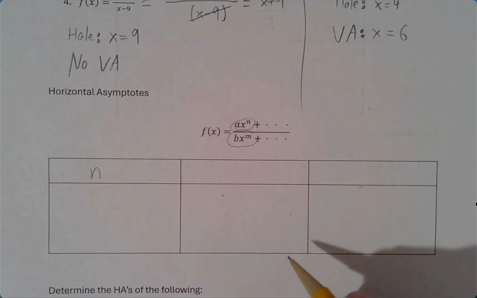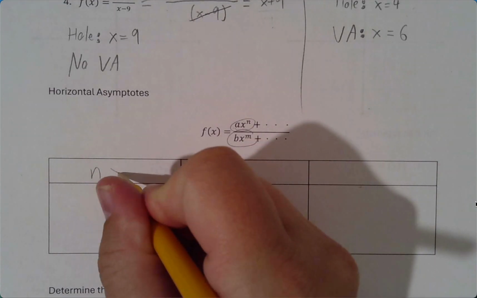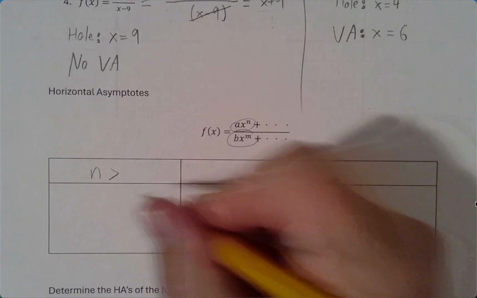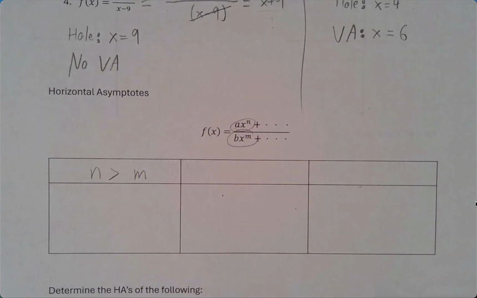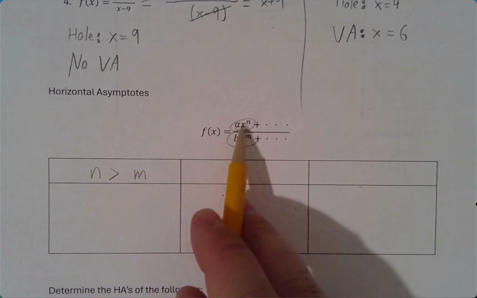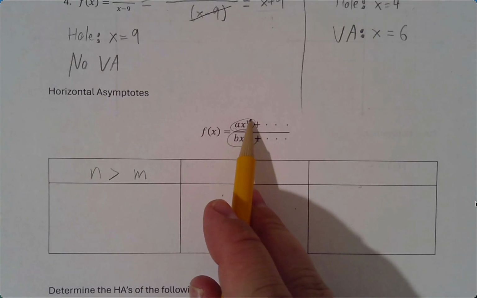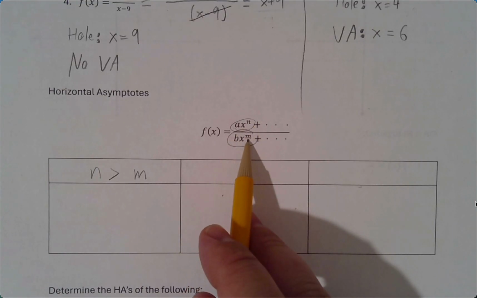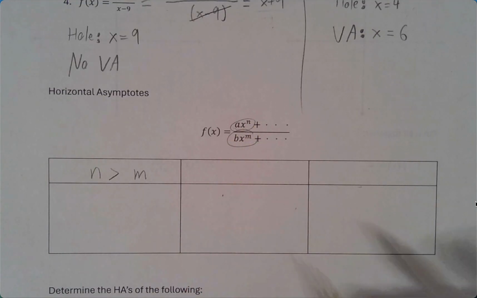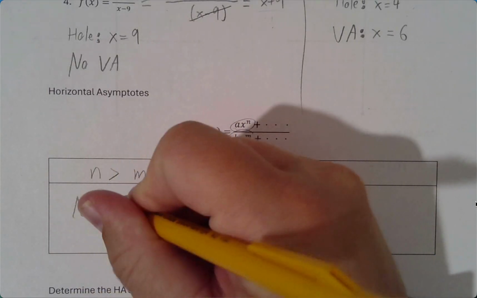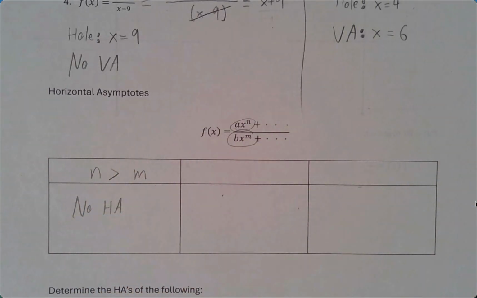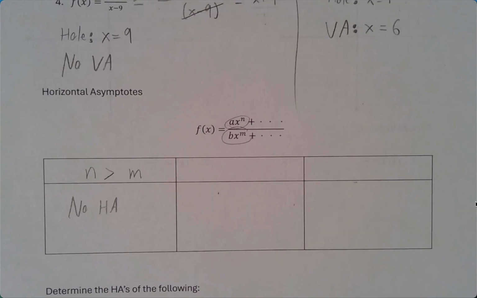Catch this. What if n is greater than m? Now, what does that mean? That means what if your highest degree exponent in the numerator is greater than your highest degree exponent in the denominator? Well, then guess what? There will be no horizontal asymptote. Now, there are such things as slant asymptotes, but we're not going to worry about that.